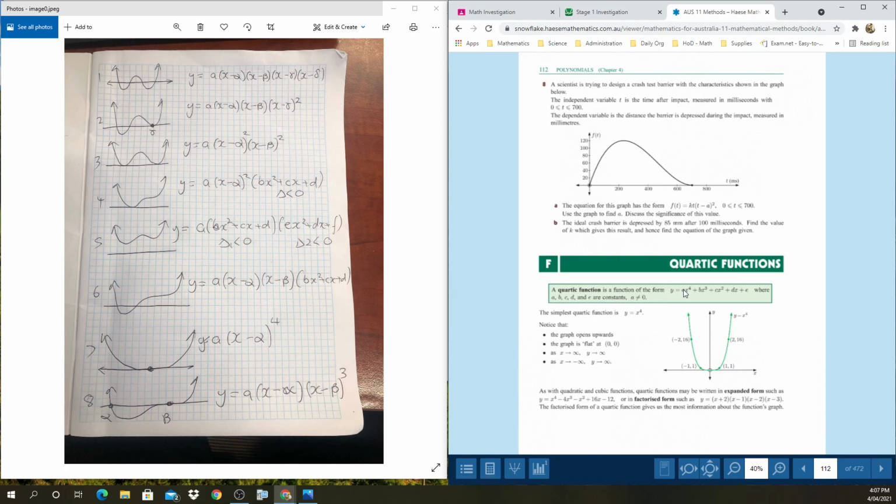But the general function looks more like this: ax to the power 4 plus bx cubed plus cx squared plus dx plus e, where a, b, c, d, e are the constants. There are actually a lot of things that can happen with this. Basically, the larger you make your polynomial, the more freedom you have.